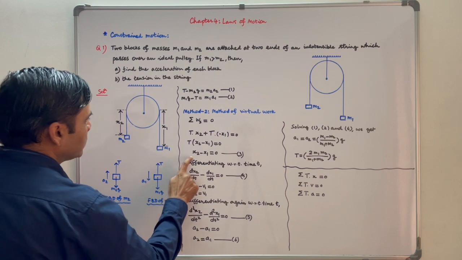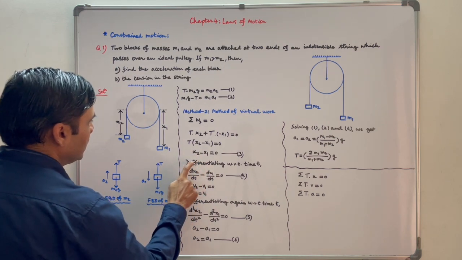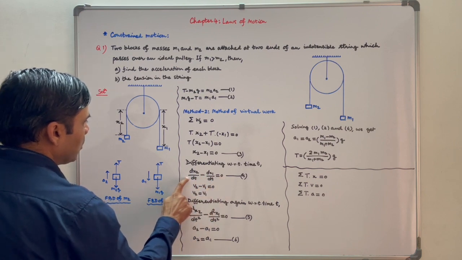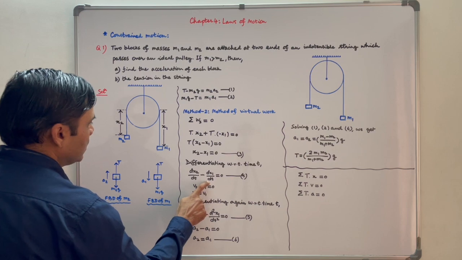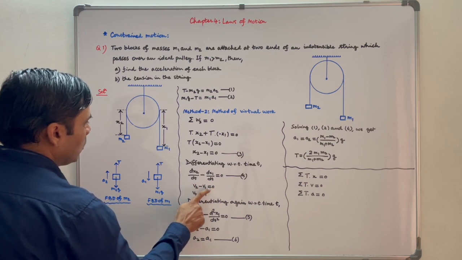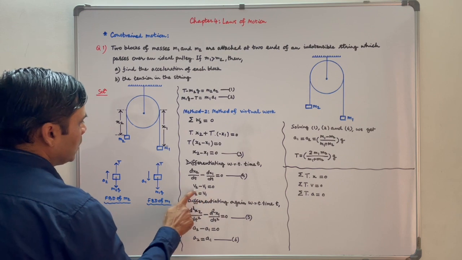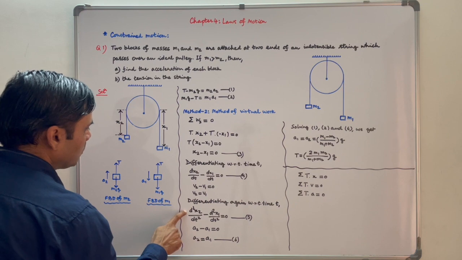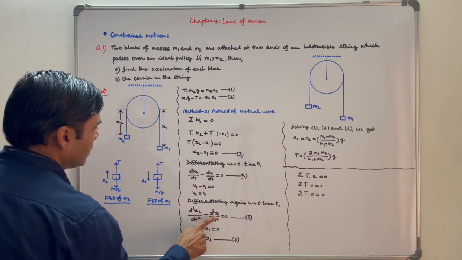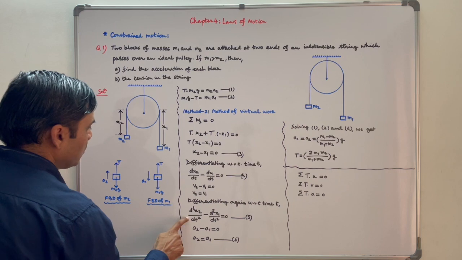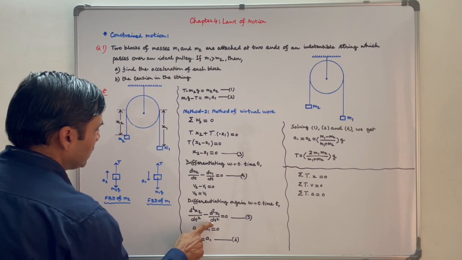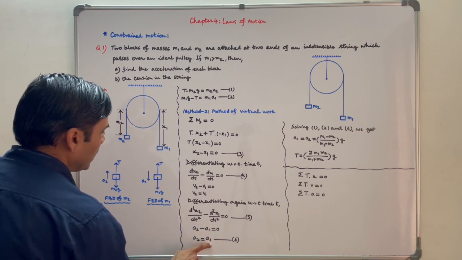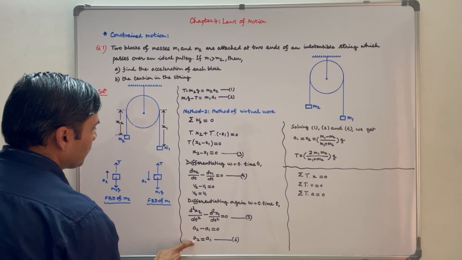Now differentiate both sides of this equation with respect to time. We get dx2 by dt minus dx1 by dt is equal to 0. This is velocity of block M2 and this is velocity of block M1. So V2 minus V1 is equal to 0, or V2 is equal to V1. Now differentiate again with respect to time. So we get d square x2 upon dt square minus d square x1 upon dt square is equal to 0. This is acceleration of block M2 and this is acceleration of block M1. And that is A2 minus A1 is equal to 0, or A2 is equal to A1. So we have got the constraint relation.